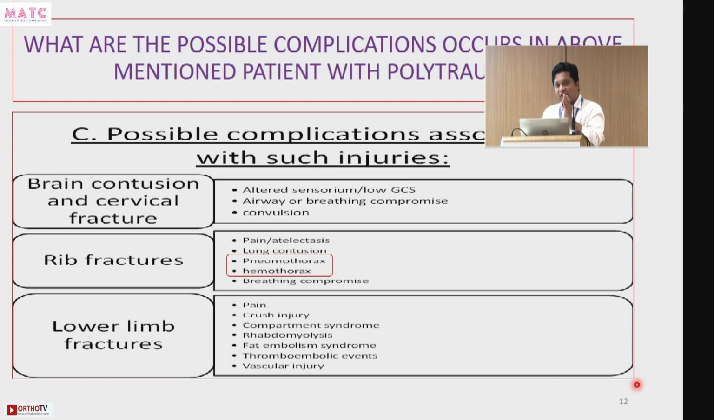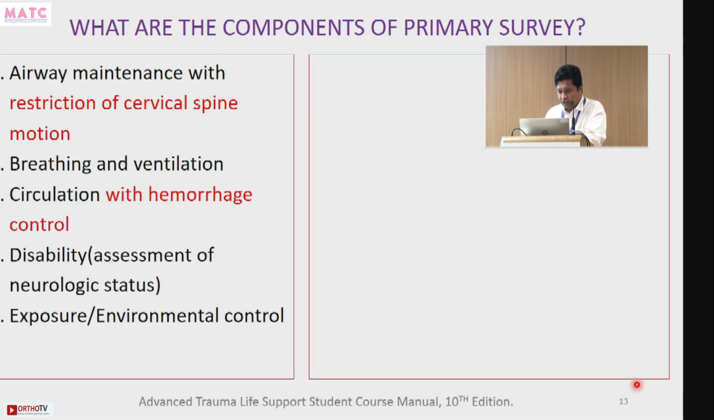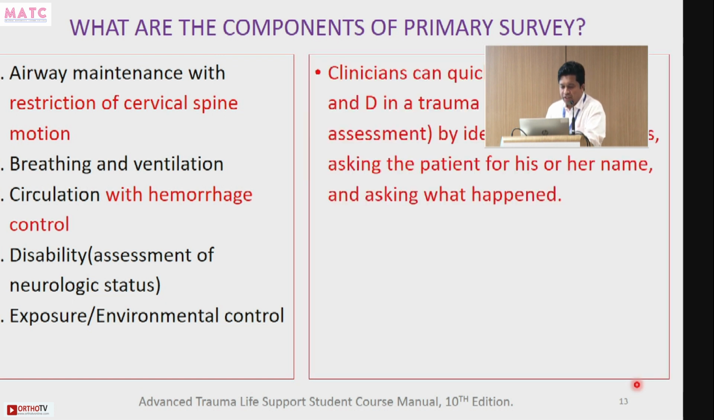Now, once you classify the systemic problems, you also have to anticipate what complications can come across in these subsets of injuries. Now, what is the first basic thing we do as per ATLS? We look for the patency of the airway, and restriction of cervical spine motion. Now, here is a dilemma. When you do ABCD in trauma, in a quick 10 minute assessment, which can be easily done by asking the name of the patient and whether he is oriented to time, place, person.